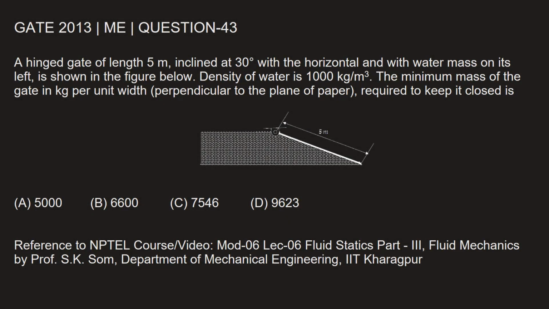This question is from GATE 2013 Mechanical Engineering paper, question number 43. A hinged gate of length 5 meter inclined at 30 degree with the horizontal and with water mass on its left is shown in the figure below. Density of water is 1000 kg per meter cube. The minimum mass of the gate in kg per unit width perpendicular to the plane of paper required to keep it closed is. Let's find out.